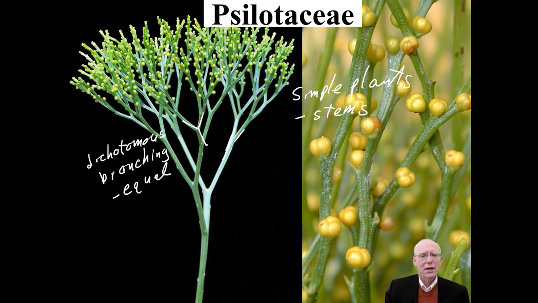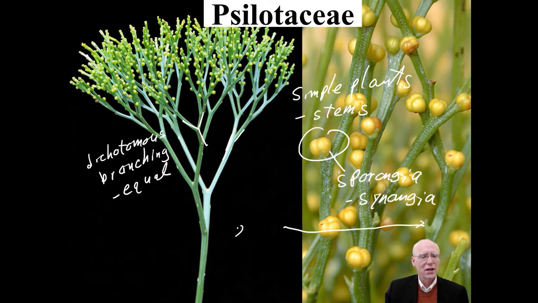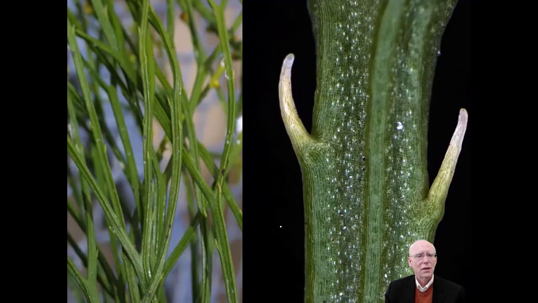There are these stems then. There are special kinds of sporangia, which are called synangia, which we'll look at a bit later. And there are little tiny leaf-like organs. Here's one down here, and these are called enations. They are not really leaves. Let's look at these features a little more closely.